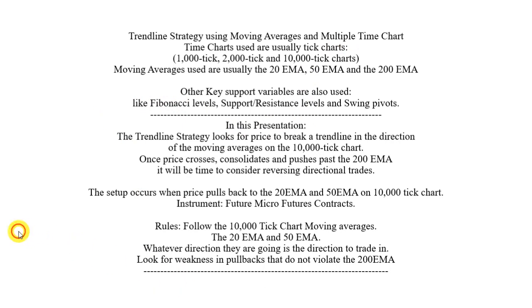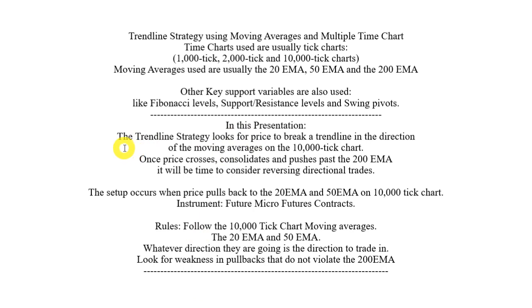Time charts are 1,000, 2,000, and 10,000 tick charts. Moving averages are 20, 50, and 200 exponential moving averages. And we do use other variables: Fibonacci, support and resistance, and I have incorporated ICT strategies: fair value gaps, order blocks, liquidity sweeps, and all that.